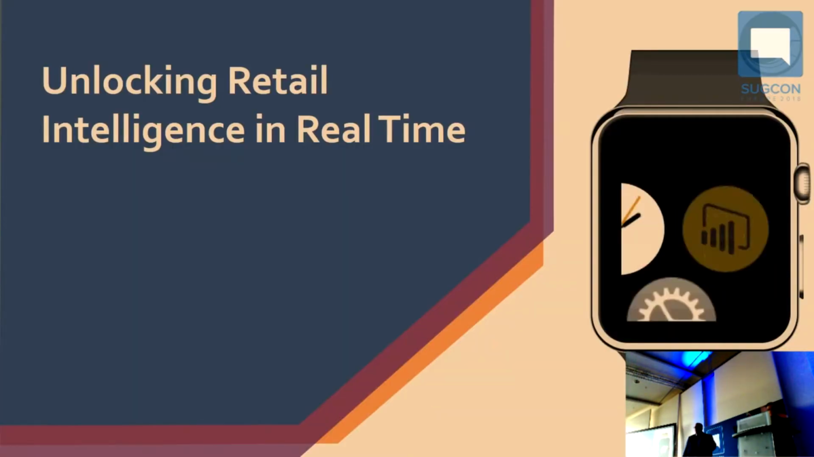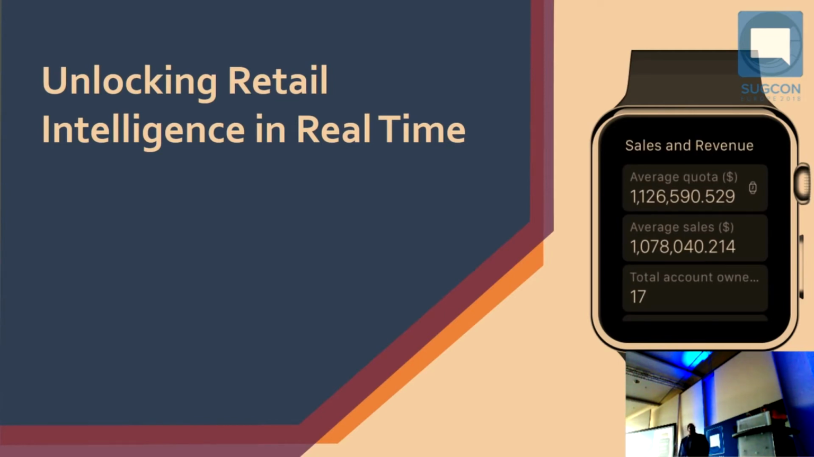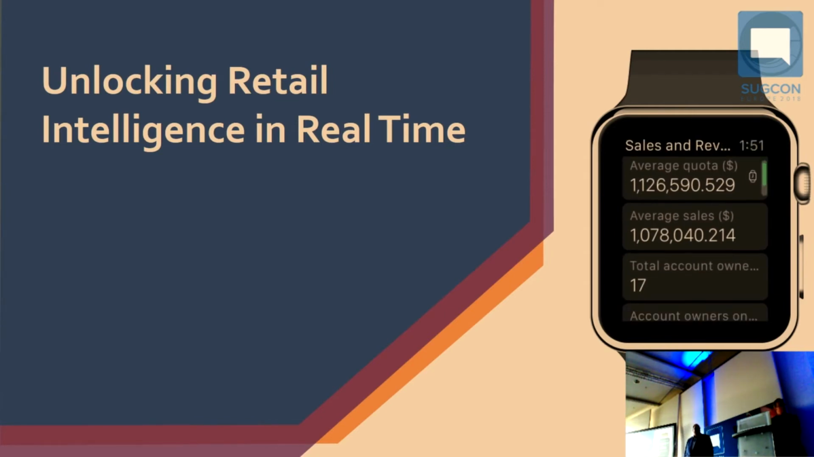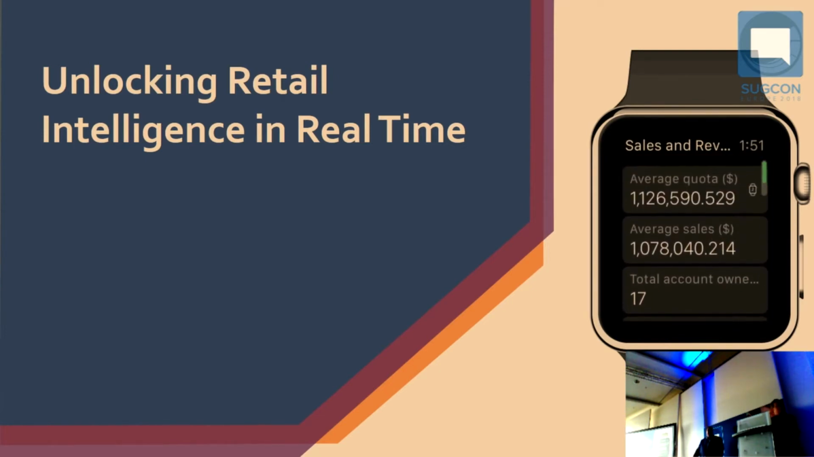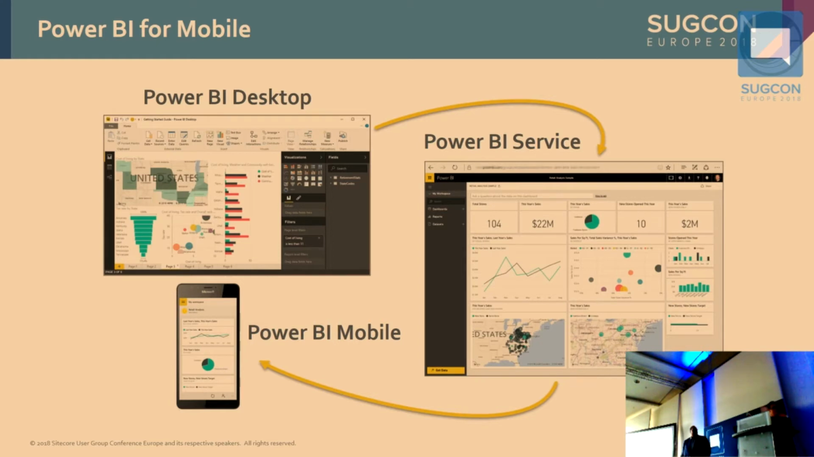So we can see this is Power BI running on an Apple Watch here. So if you're an executive, you can get your data, in a meeting or anything, call someone's bluff and say, no, sales are actually this. I got it right on my wrist. So that data comes from Power BI service. So you publish from Power BI desktop up to Power BI service, and then you can see it in Power BI mobile. And it's always real time.